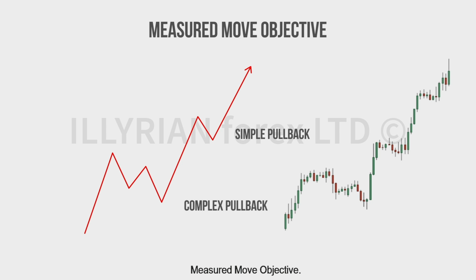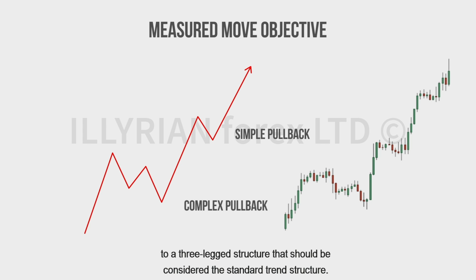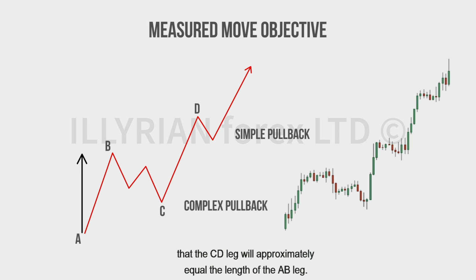Measured move objective. This combination of impulse/retracement/impulse pattern leads to a 3-legged structure that should be considered the standard trend structure. A rough profit target for the follow-through leg, the trend leg following the pullback, is the so-called measured move objective, which assumes that the CD leg will approximately equal the length of the AB leg. Treat this relationship as a rough guideline.